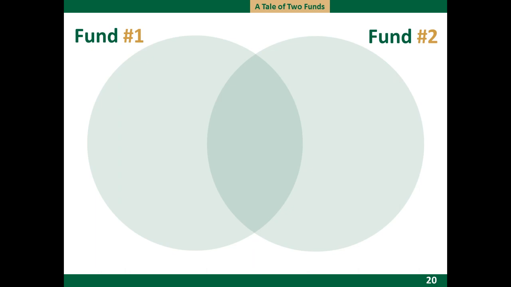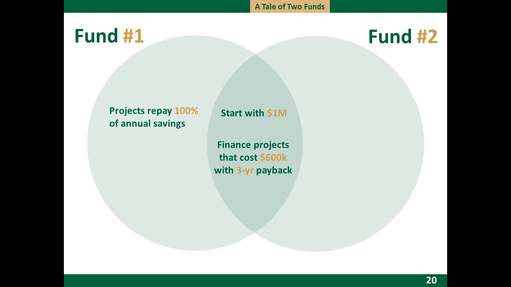So imagine we've got two hypothetical GRFs at two different institutions. Both funds are going to start with $1 million in capital. And for simplicity's sake, let's assume these two funds are going to finance only $600,000 projects with a 3-year payback. So each fund will wait until it's recouped enough capital from its previous projects to finance a new version of this project, and so on and so forth.